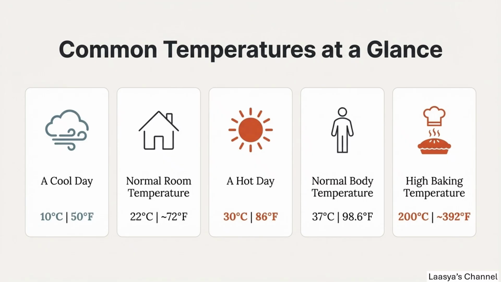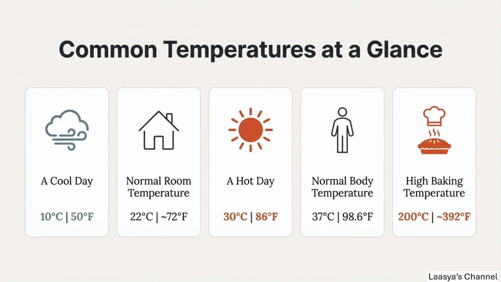A hot day. How will we say that it is hot today? It is very hot, you will say, no. Hot means 30 degree Celsius. In Fahrenheit, 86 degree Fahrenheit. Today it is very sunny, you are saying, no. 30 degree Celsius means it is a very hot day. In summer you will come to know that.